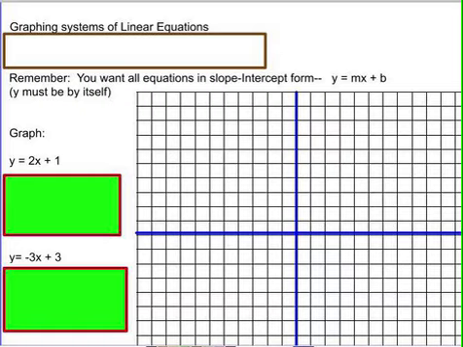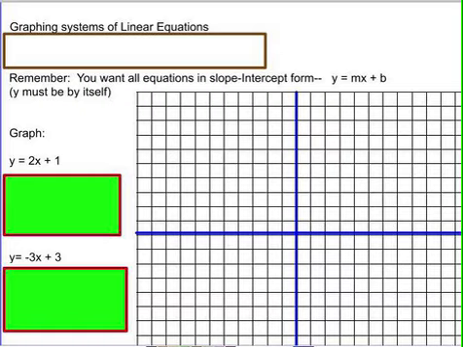Today we're going to learn to graph systems of linear equations. Remember, all linear equations will fall under three categories. Those who have one solution because their slopes are different. Those with no solutions because they have the same slope but different y-intercepts, causing them to form parallel lines. And the third type is the ones that have infinitely many solutions because they are two lines that are right on top of each other.